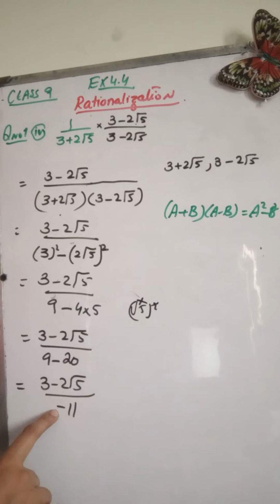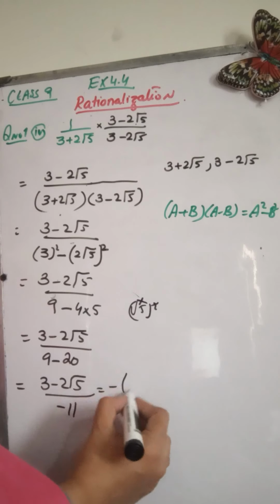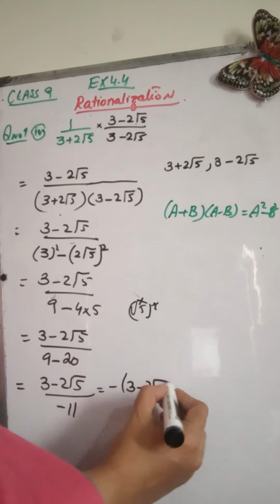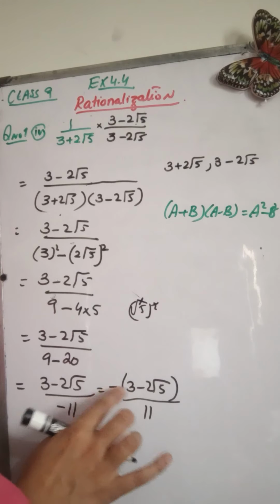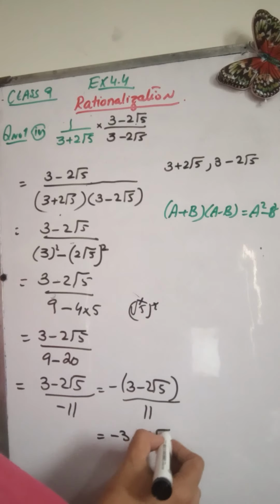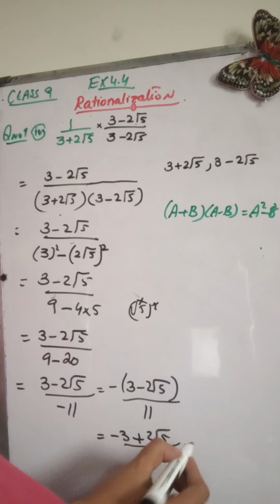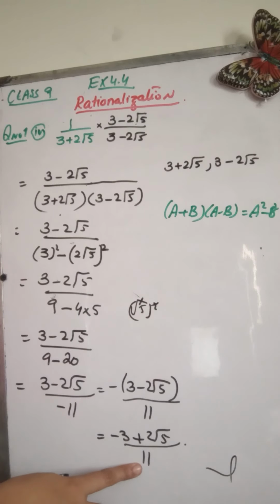If you want to shift this negative sign to the numerator, this will give you negative of 3 minus 2 under root 5 over positive 11. Multiplying this negative sign with the bracket, we will get negative 3 plus 2 under root 5 over 11. And this completes the solution. This is called rationalization of the denominator. We got a rational number in the denominator.